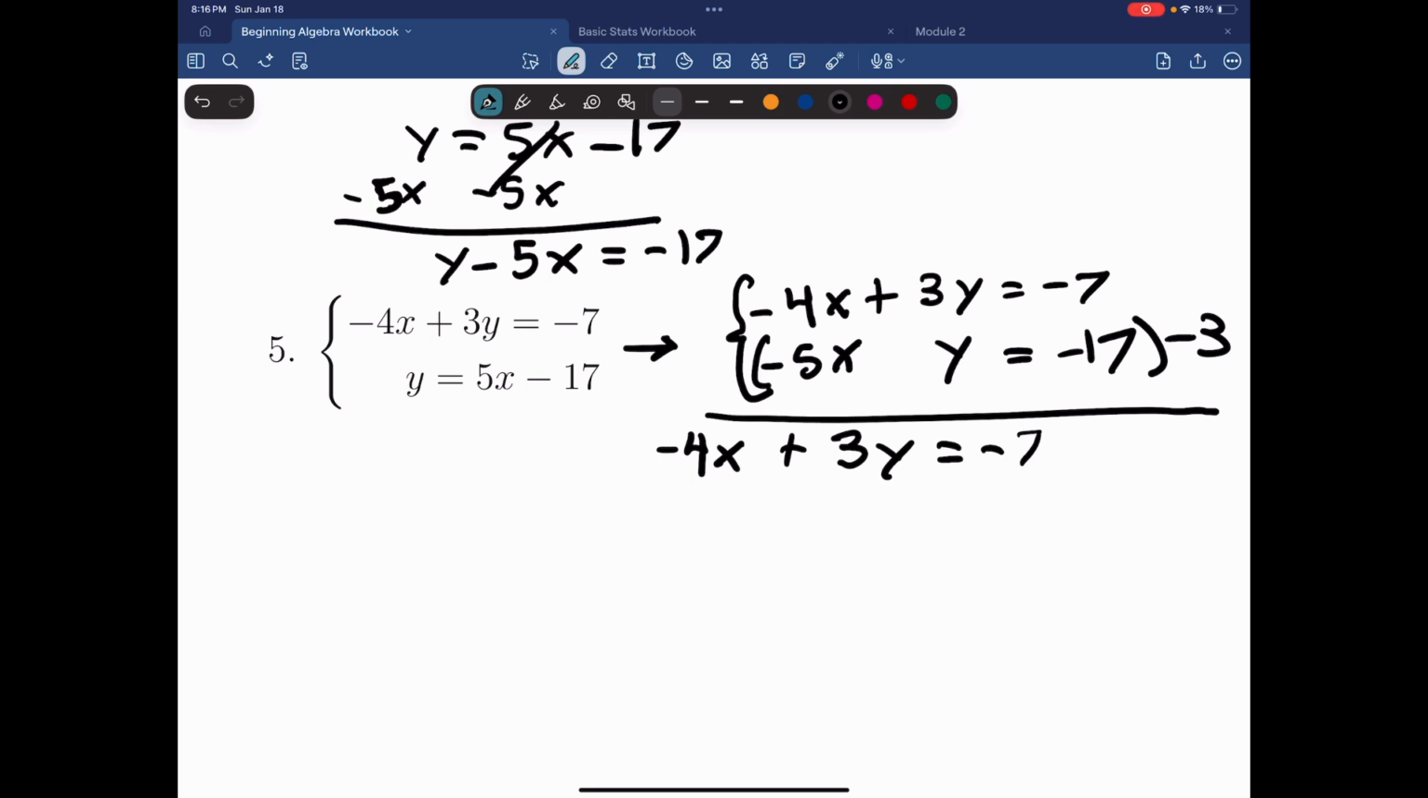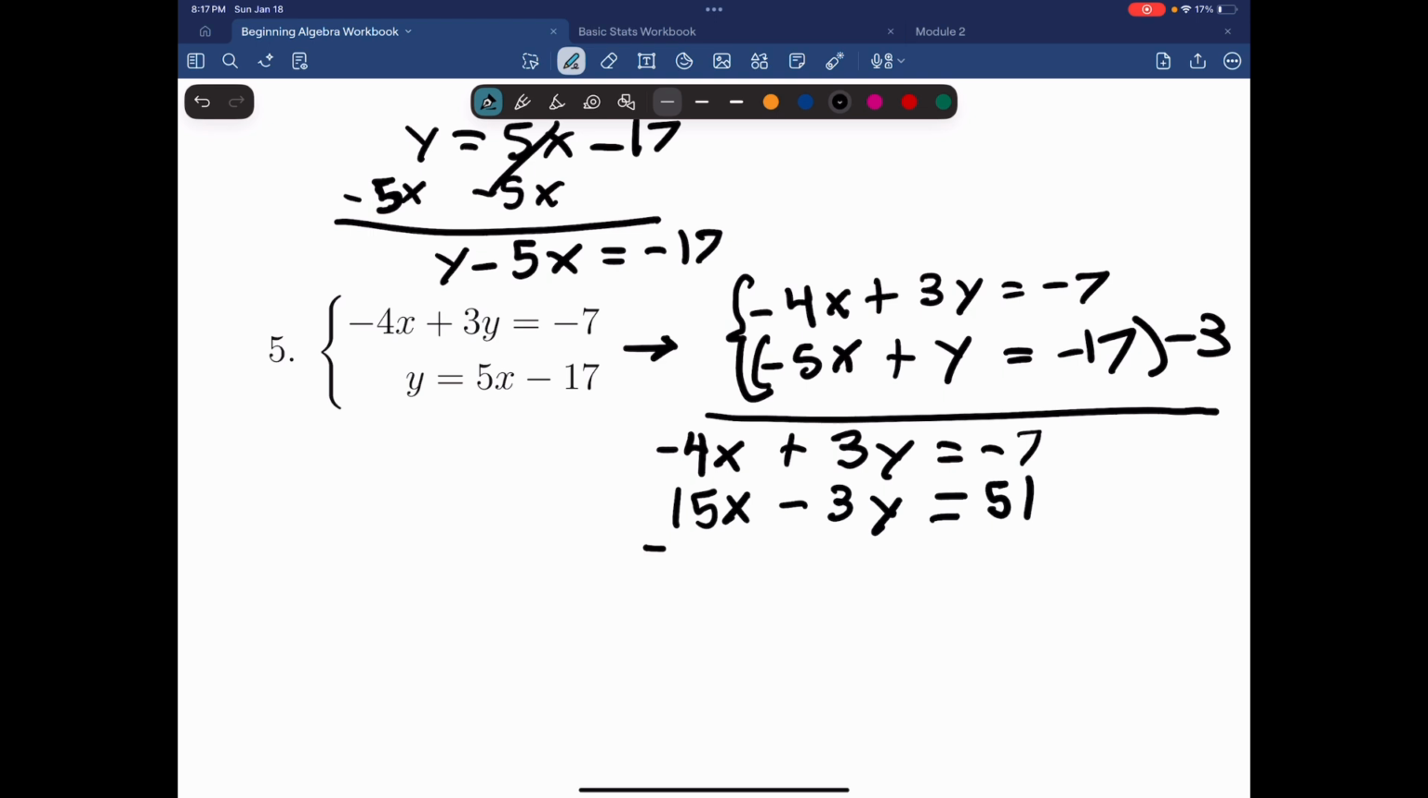And this bottom equation, I'm going to multiply negative 3 to each of the terms. So we have negative 3 times negative 5x, which becomes 15x. And then there's supposed to be an addition sign there. And then we have positive y times negative 3. So that becomes negative 3y equals 17 times 3 is 51.